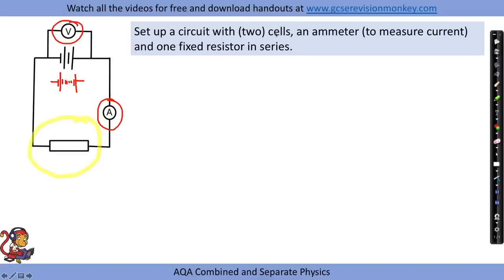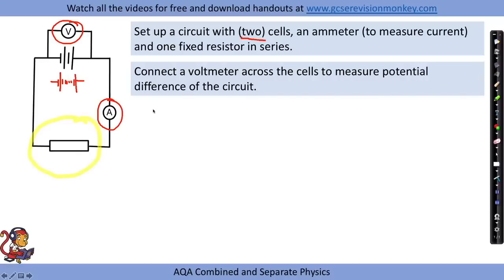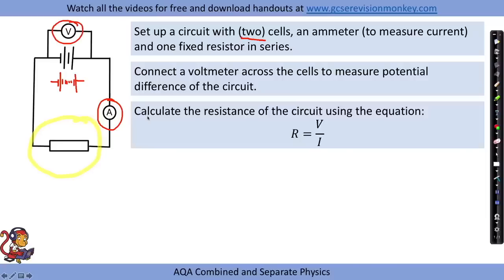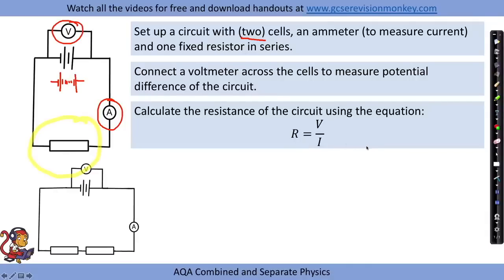So we set up a circuit with, say, 2 cells, an ammeter to measure current, and 1 fixed resistor in series. We connect a voltmeter across the cells to measure potential difference. And we calculate the resistance of the circuit using the equation R equals V from the voltmeter divided by I, which is current from the ammeter.